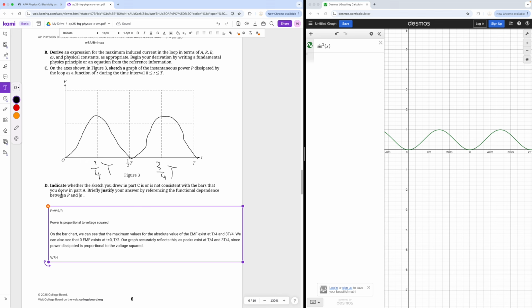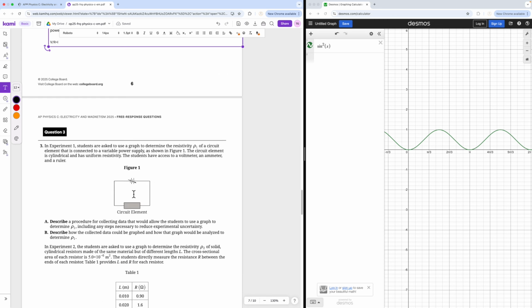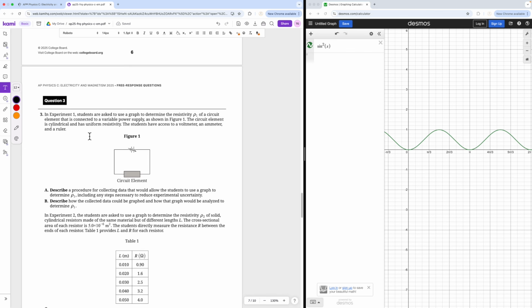You know that the power dissipated is proportional to your voltage squared. And when you have a max voltage, you have the max power dissipated. No voltage, no power dissipated. And there you go. Now we're going to be doing question 3. And this is the experiment part of the FRQs. In experiment 1, students are asked to use a graph to determine the resistivity of a circuit element that's connected to a variable power supply.